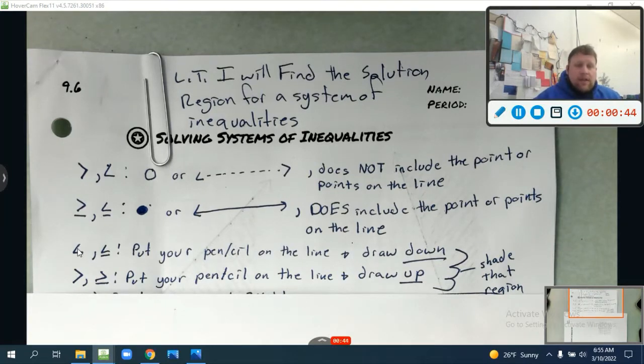Also, let's not forget, for less than and less than or equal to, it tells us to put our pencil on the line, draw it down, and shade that region, because remember, an inequality with two variables indicates a half plane where everything satisfies the inequality. And greater than or equal to means put your pen or pencil on the line, draw up, and shade that region, because that's the half plane that satisfies the inequality. So remember, every inequality on a graph separates the plane in half, where half is the solution region, half is not the solution region.